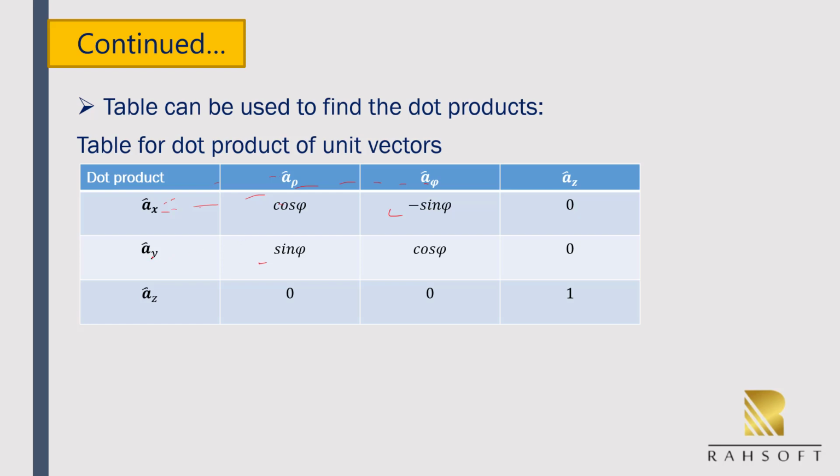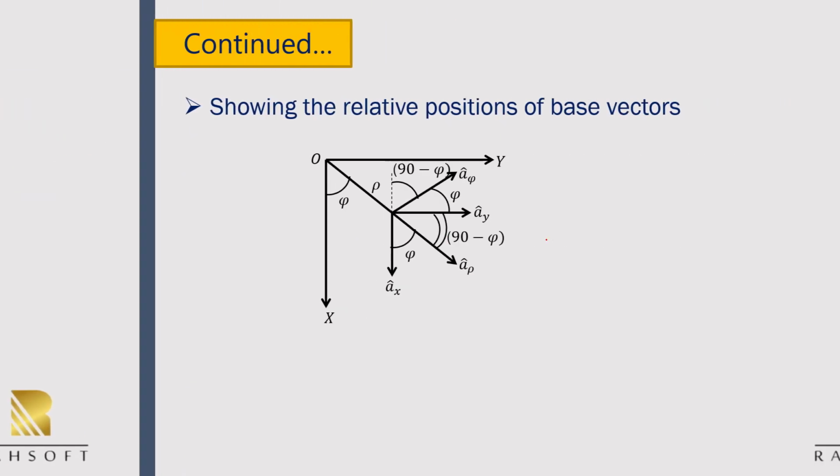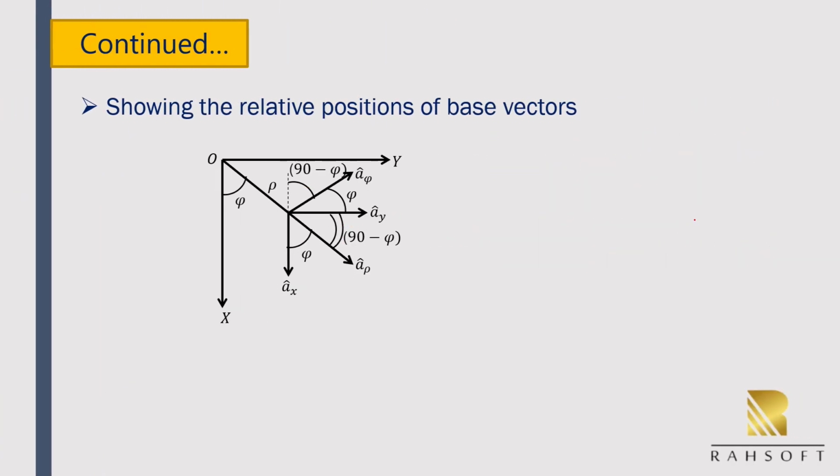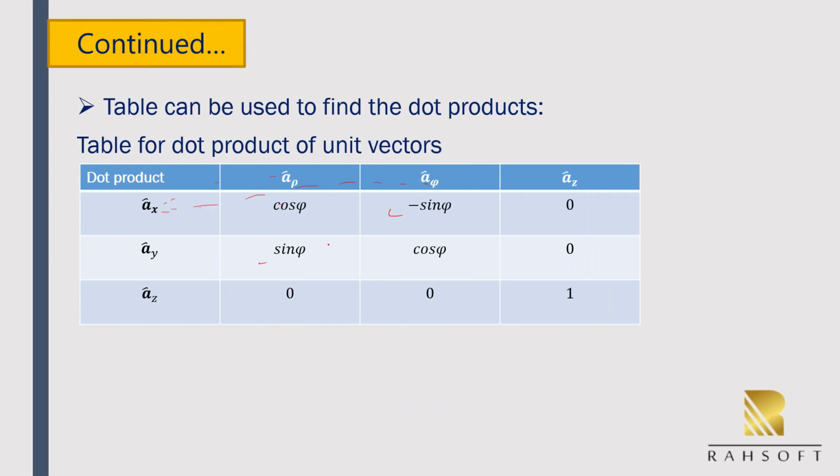So similarly, ay dot a rho equals sin phi, ay dot a phi equals cos phi, and ay dot az equals 0. We have already calculated all these terms here. So now unit vector az dot unit vector a rho equals 0, unit vector az dot unit vector a phi equals 0, and az dot az equals 1. So this is the table for dot product of unit vectors.